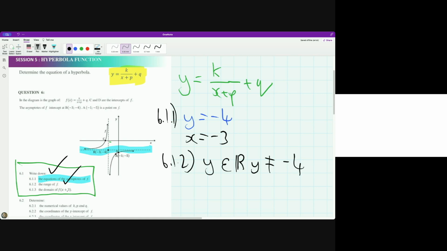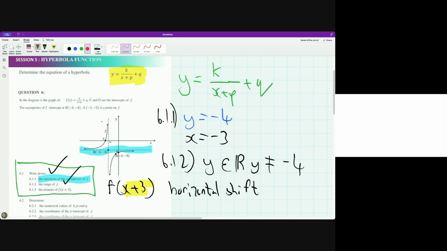Okay, now the next one, the domain of f of x plus 3. What does it mean when I say f of x plus 3? This is what's called a horizontal shift, and it's a horizontal shift 3 units to the left. When we deal with horizontal shifts, they actually work the opposite way around. So the domain of f of x plus 3 is asking, what is the domain of a new function which shifts the graph 3 units to the left?